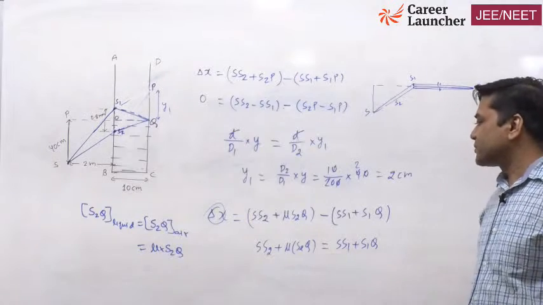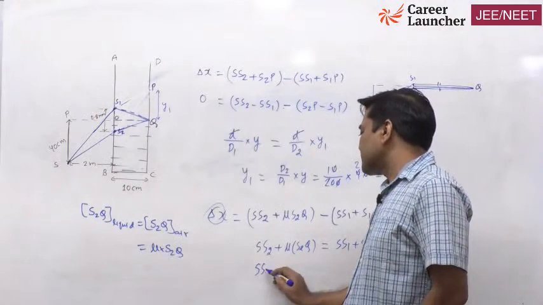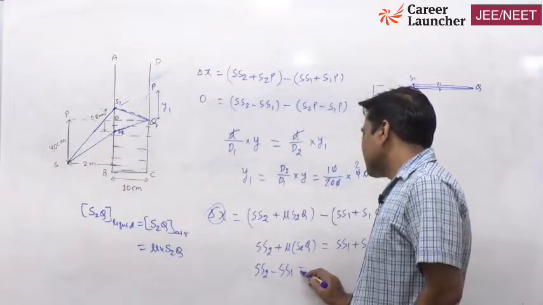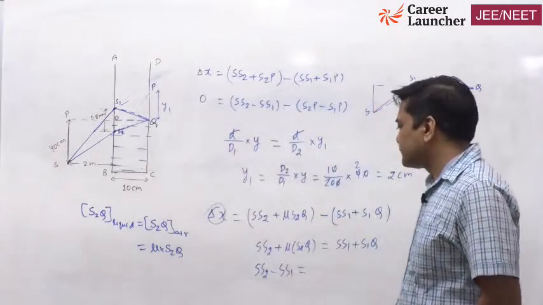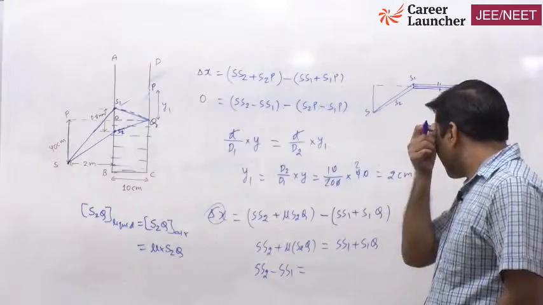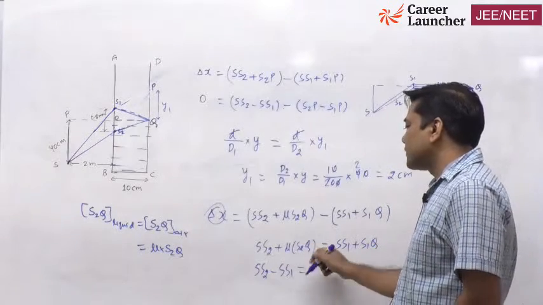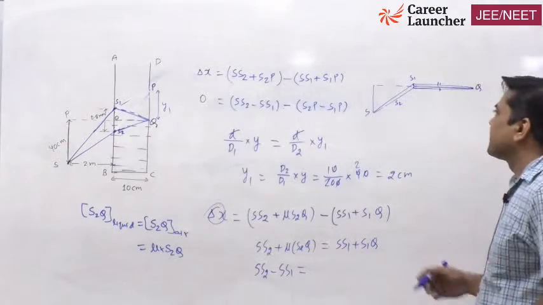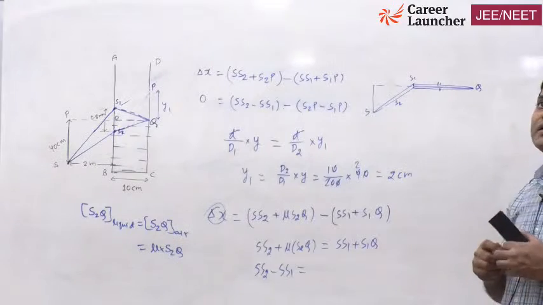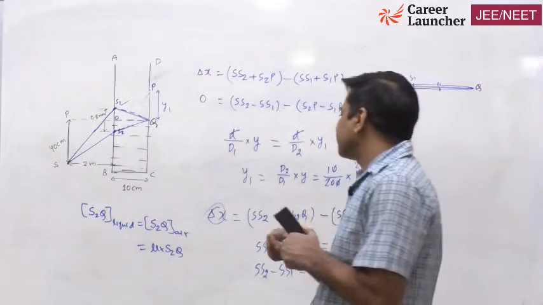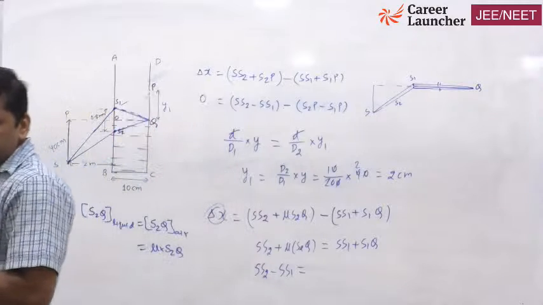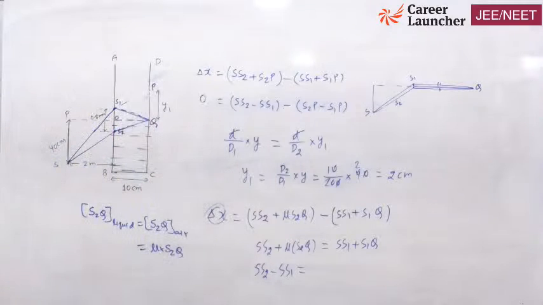So solve this. SS2 minus SS1, you know what the value is. You know that value equals S1Q minus mu times S2Q. Complete it and show it to me. What is the answer you are getting? You can type it over there. Okay, so mu is 1.0016. Yes, Parv, you are right.